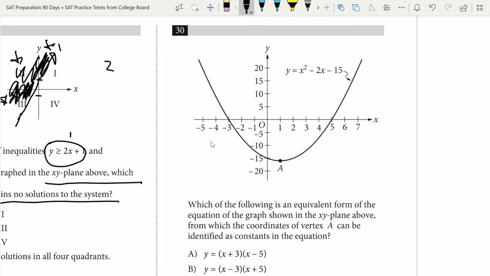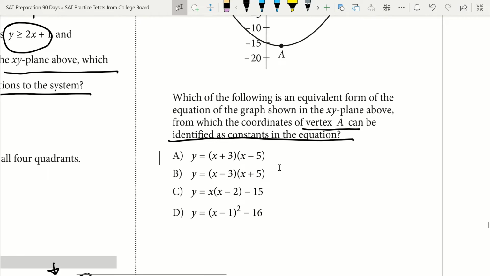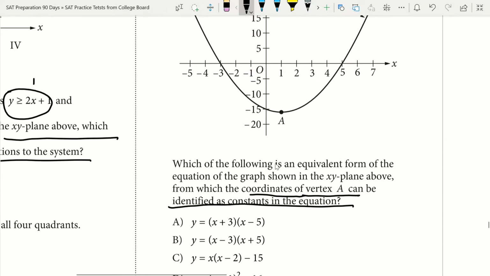All right, so which of the following is an equivalent form of the equation of the graph shown in the xy-plane, from which the coordinates of vertex A can be identified as constants in the equation? All right, so this is a big thing you need to understand. Anytime you're told that you need to have something identified as a constant in the equation or as a coefficient in the equation, that means it has to be that number, it has to be present in that equation, right? So in this case, we need the coordinates of vertex A to be present in the equation. So let's go ahead and find the coordinates of vertex A. We see that that's at 1, right?